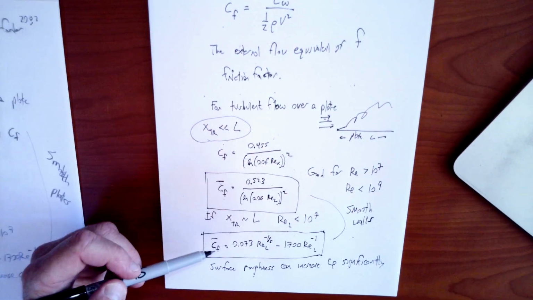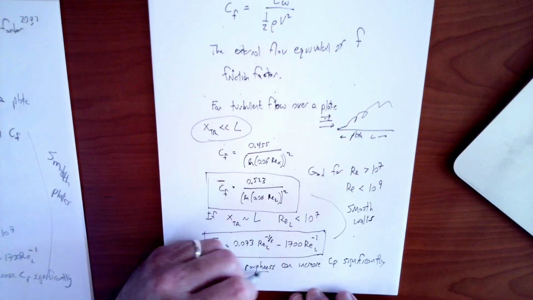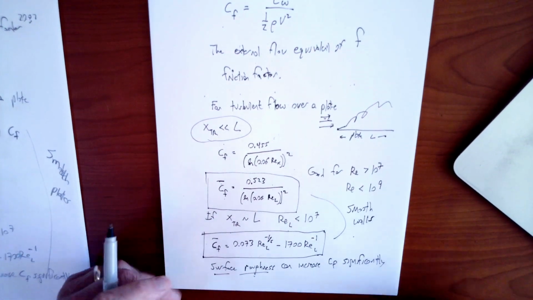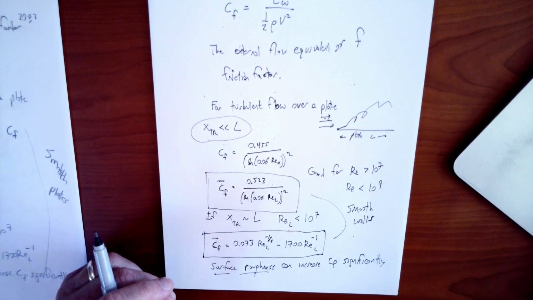So these are good relationships for smooth walls. If you know that surface roughness can matter, and you need to account for it, you need to go find either a chart that accounts for that or find some different relationships that let you account for that.